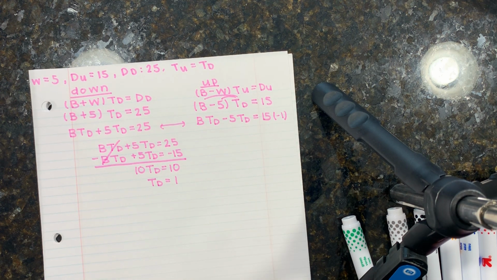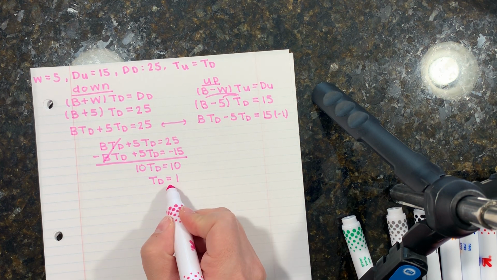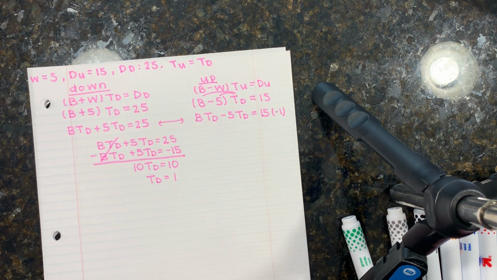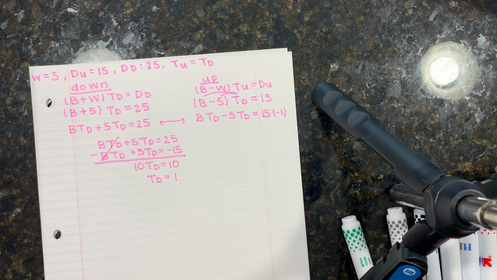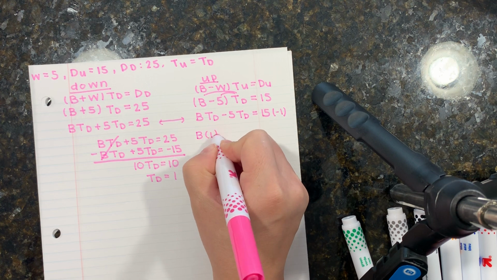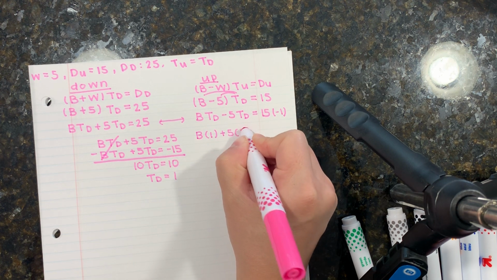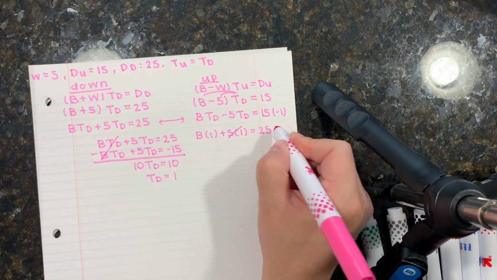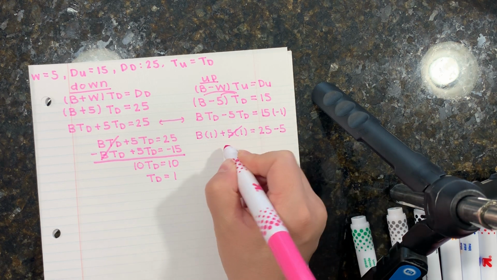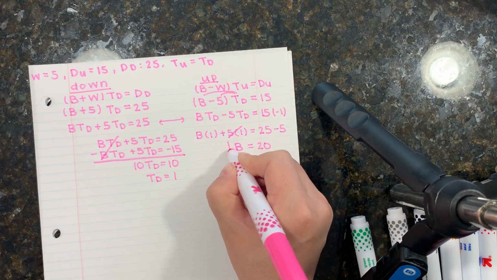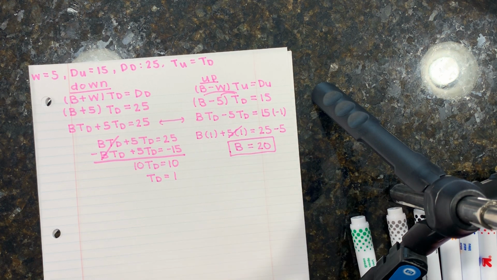But you're not done because they're not asking us for the time. What they're asking us is for the speed of the boat. So now we're going to take this TD is equal to 1 and we can plug it into either this equation here or this equation here to solve for the speed of the boat. It doesn't matter which one. I'm going to just do it into the left equation. So that would be B times 1 plus 5 times 1 equals 25. Now I know 5 times 1 is just 5, so I'm going to subtract 5 from the other side, and that would give me that the boat is equal to 20. And that is your answer.